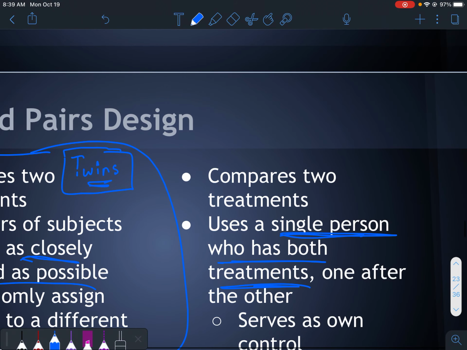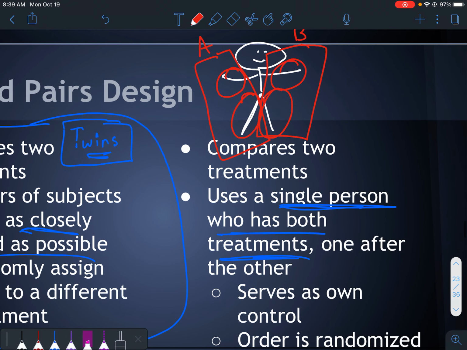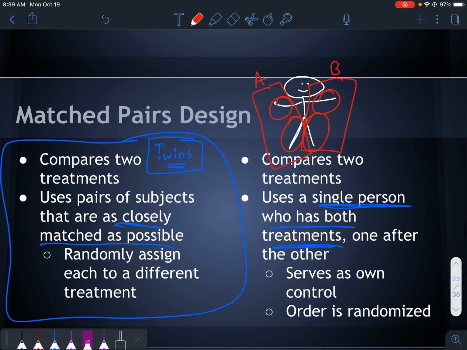But an example of this is if you had, say, a sunscreen. You've got two different compounds that you want to try out. One individual has two legs or two arms that are the same. So what you could do is dedicate this half of the body to compound A and this half of the body to compound B and check to see what's going on. In this situation, you probably wouldn't want to do a placebo because that would not be good. You're putting somebody in harm's way, and we'll talk about ethics and all that in the next lesson.